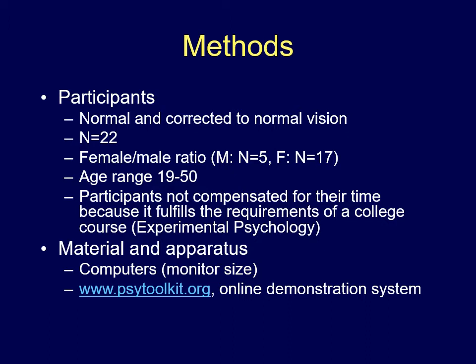And for the age range, I am going by a very broad age range, so I'm just going to write 19 to 50. Okay, and then you'll note that the participants were not compensated for their time because it fulfills the requirement of a college course, which is your experimental psychology course.